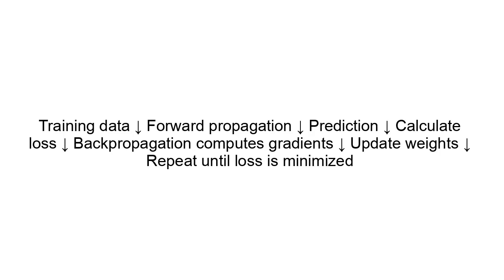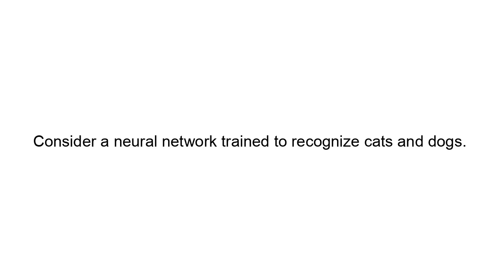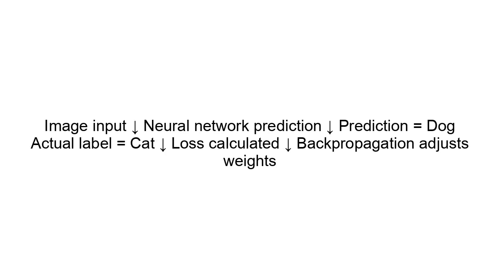Backpropagation workflow. The full backpropagation process looks like this. Training data, down arrow, forward propagation, down arrow, prediction, down arrow, calculate loss, down arrow, backpropagation computes gradients, down arrow, update weights, down arrow, repeat until loss is minimized. This process gradually improves the model.